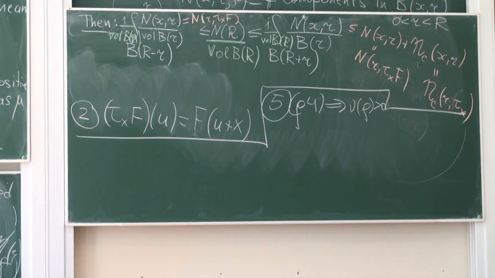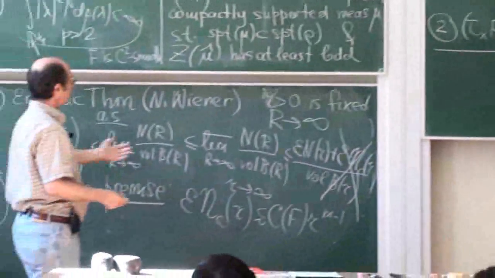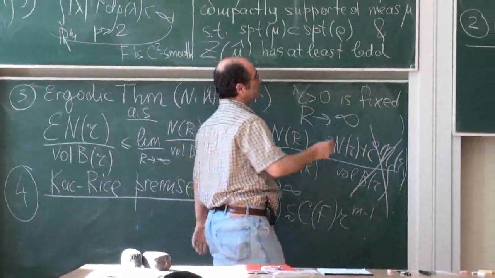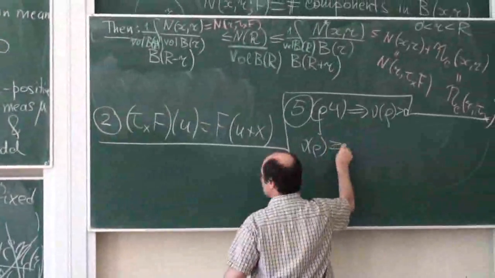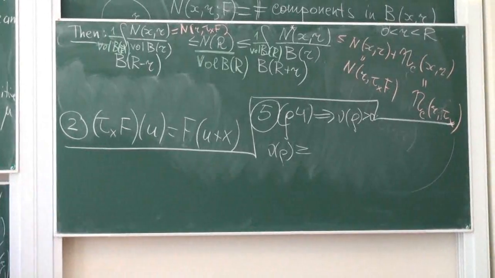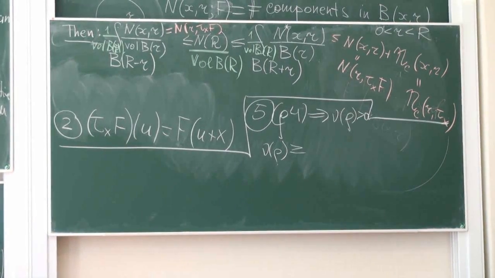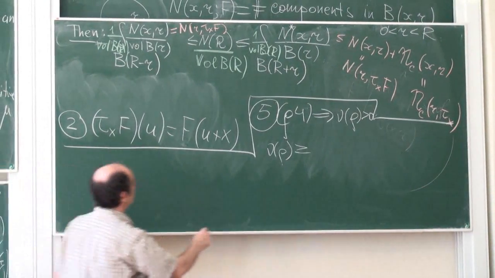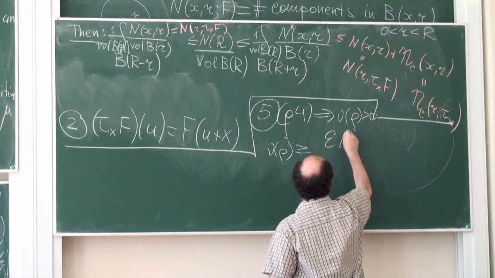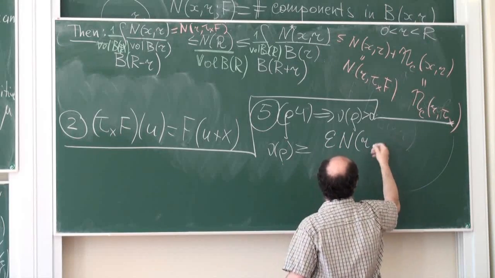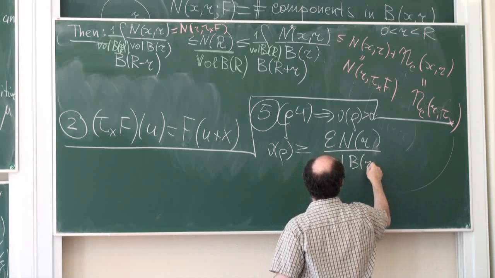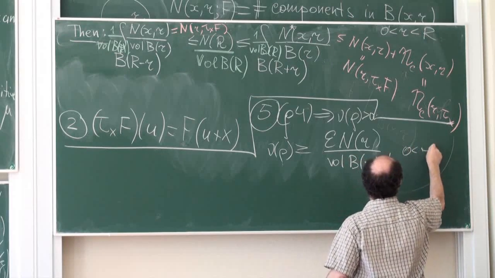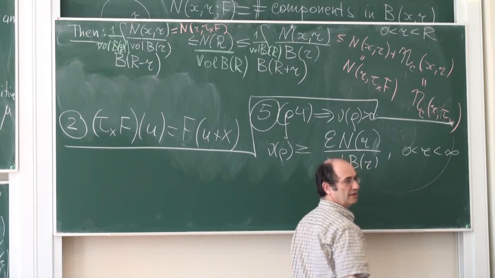What do we know about our constant nu? We know that nu of rho is, just from the proof, look at this inequality. Nu is a limit for this guy. So nu of rho is bigger or equal than the mean number of components, which anyway we know nothing about. And this holds for any r.